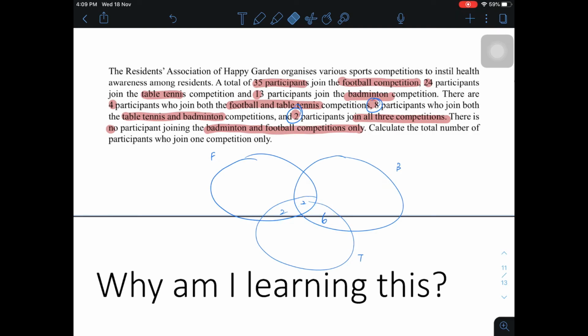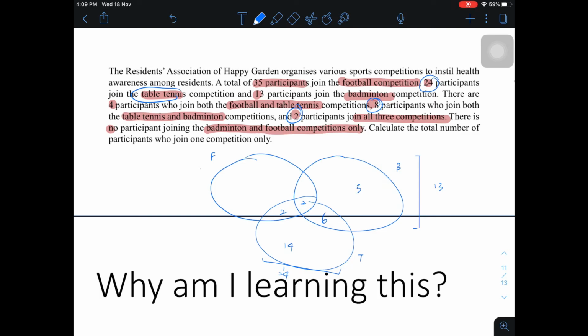Okay. So we want to know what is the total number of participants who join only one competition. And we understand that 24 participants join table tennis, right? So this should be 24. So again, similar to the top, 24 minus 6 minus 2 minus 2 equals to 14. And for badminton, we have a total of 13 participants. So 13 minus 6 minus 2 equals to 5.